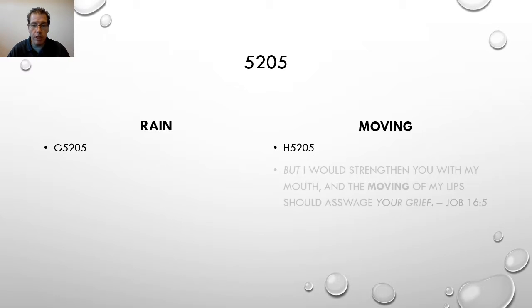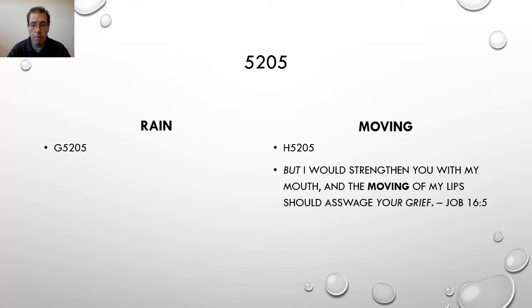So let's look at the word rain. We've seen God comes to us as the rain. His doctrine shall drop as the rain. Let's look up the word rain from James, the New Testament. It's G5205. That word is numbered with H5205. They share the same number. That word is moving, but it's not moving of horses or carts. It is the moving of lips for speech. This word only occurs one time in Job.